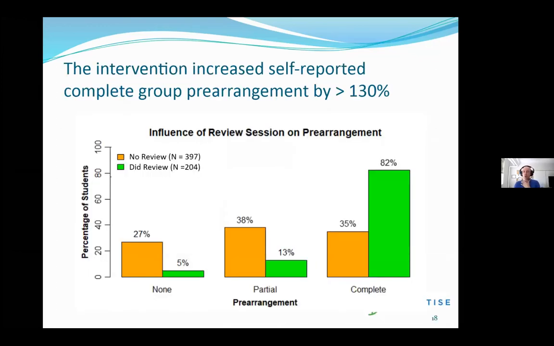Thank you. And so what happened? Well, what you see on this graph on the far right is the number of students that reported to have completely prearranged their groups when we asked them after the group exam what level of prearrangement they had for their group. And you see that in the control section, which is green, we had a huge increase in the number of groups that actually reported to have prearranged the groups.